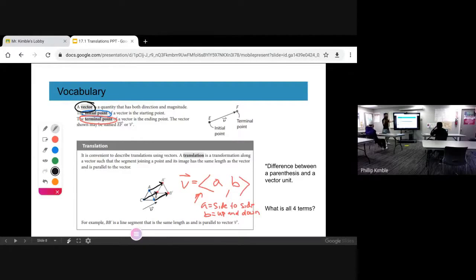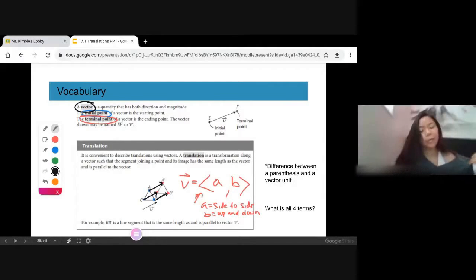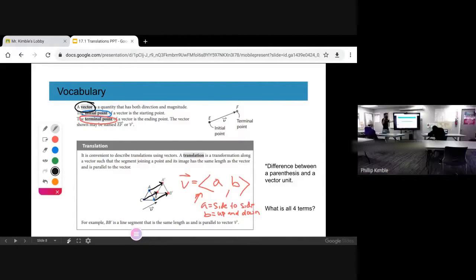Initial point means what? Starting point. And then our terminal point. Aaliyah, what does terminal point mean? The terminal point is the end, the ending point, our finished point. Good. And then we know the difference when we label a vector. A means what? Side to side, or horizontal. And then B is vertical. Very good.